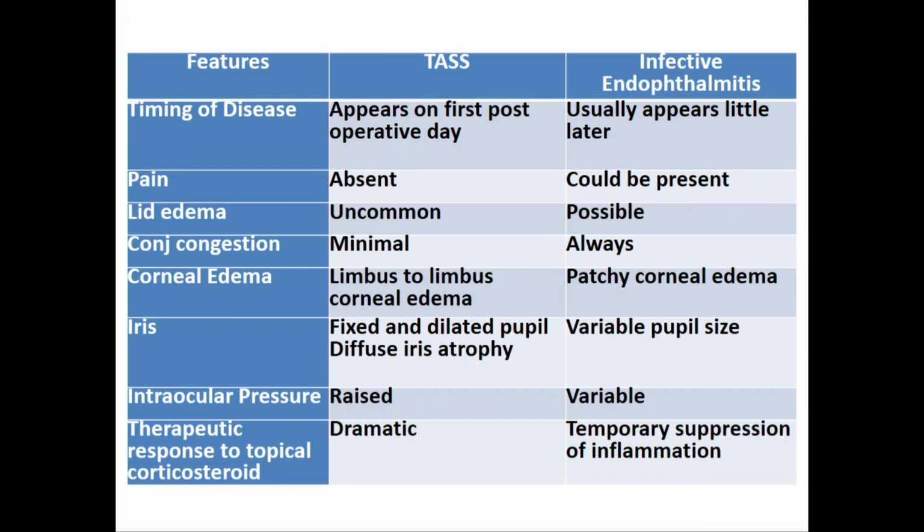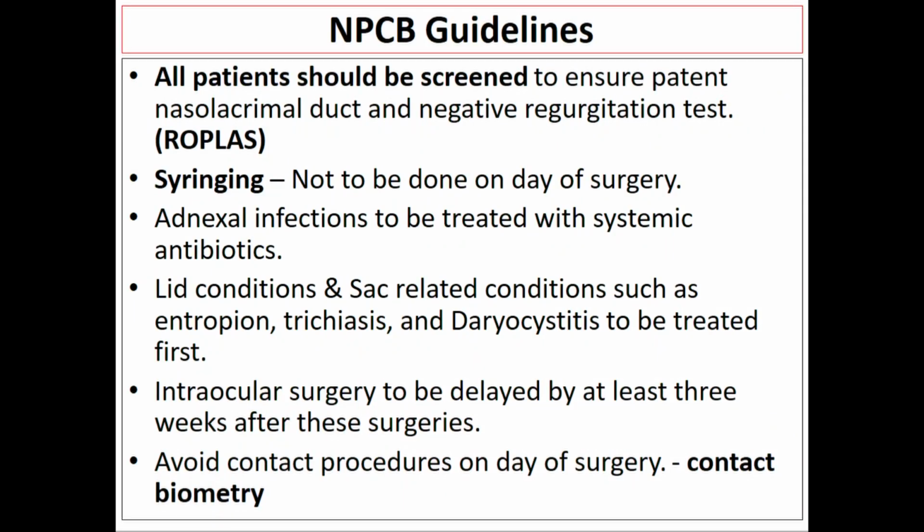Endophthalmitis has to be differentiated from TASS. Lid edema is not common in TASS. There is limbus to limbus corneal edema with TASS and patchy corneal edema in endophthalmitis, and there are certain other differentiating features. So we have to differentiate between TASS and infective endophthalmitis, and in case of suspicion it is always better to err on the side of endophthalmitis than TASS.